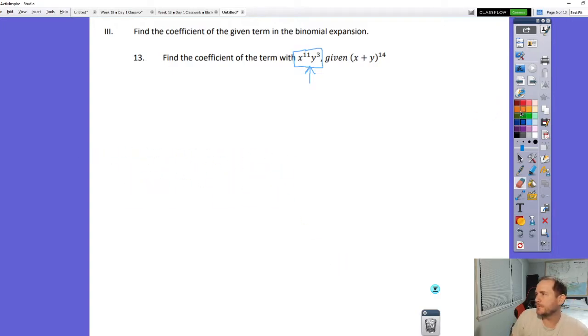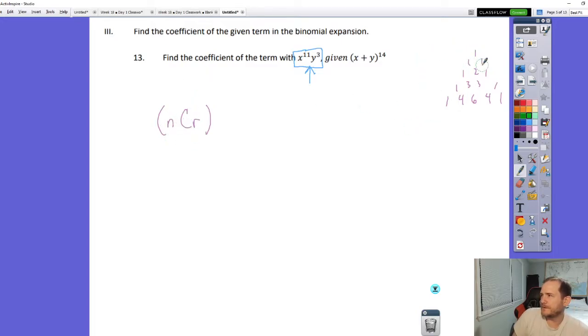Well, what we should understand is every single term in our expansion is going to be made up of 3 parts. There's going to be the binomial coefficient, which comes from Pascal's triangle. It's going to be one of these numbers. And I don't think I've made this connection yet today, but all these numbers are generated by that nCr formula that we were just talking about.